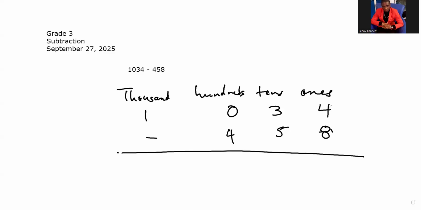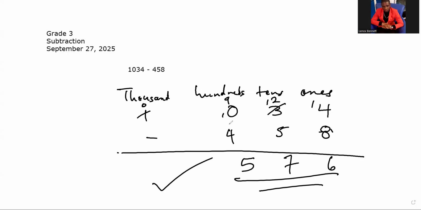8 from 4, we can't, so we have to borrow. That leaves 2. This becomes 14. 8 from 14, leaves 6. 5 from 2, we can't. But guess what? We can't borrow 1 from the 0 because the 0 does not have any to lend. So what do we do? We borrow from this. That leaves 0. This is going to become 10, but we're going to borrow 1 now. So this leaves 9 and then 1. So 5 from 12 leaves 7. 4 from 9 leaves 5. So it's 576. You guys did well.